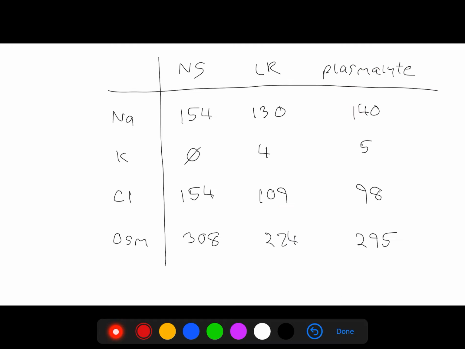Now, just to review, normal saline is composed of approximately 154 milliequivalents per liter of sodium and 154 milliequivalents per liter of chloride.